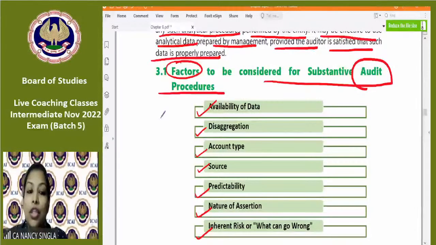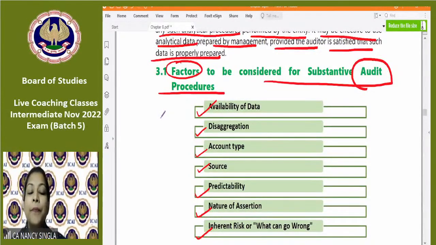Source, the data which is the routine kind of transactions, your purchases, sales, है ना? So you are in a better position to apply analytical procedure there vis-a-vis significant classes of transaction like your research and development, advertisement expenditure. There, though, you will have to apply what?